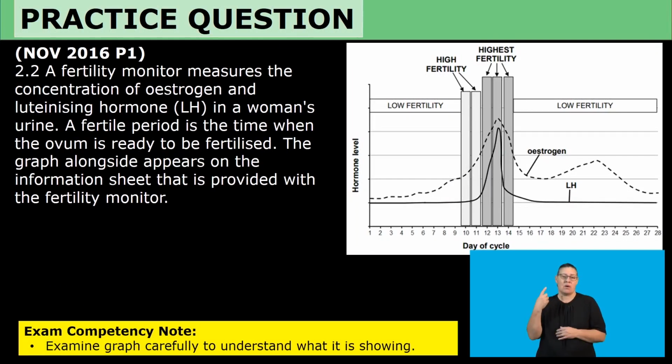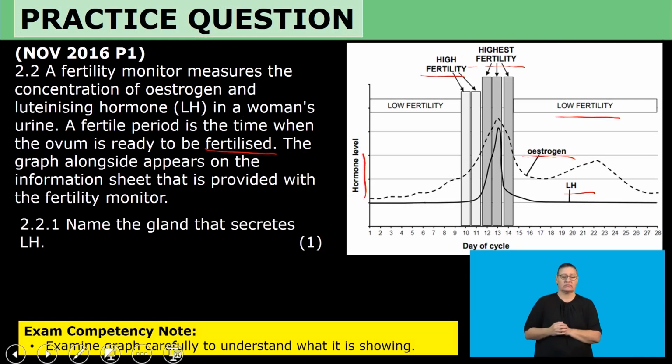November 2016, 2.2, a fertility monitor measures the concentration of estrogen and luteinizing hormone, LH, in a woman's urine. A fertile period is the time when the ovum is ready to be fertilized. The graph alongside appears on the information sheet that is provided with the fertility monitor. Again, you keep checking, you see we've got high fertility season, highest fertility, we've got estrogen, we've got LH, low fertility, hormone levels, and we've got day of the cycle. First question.